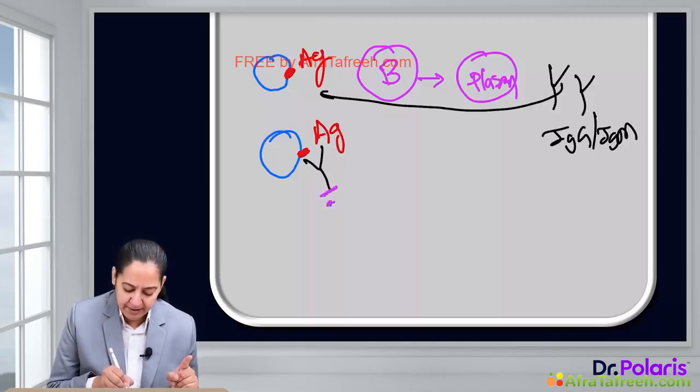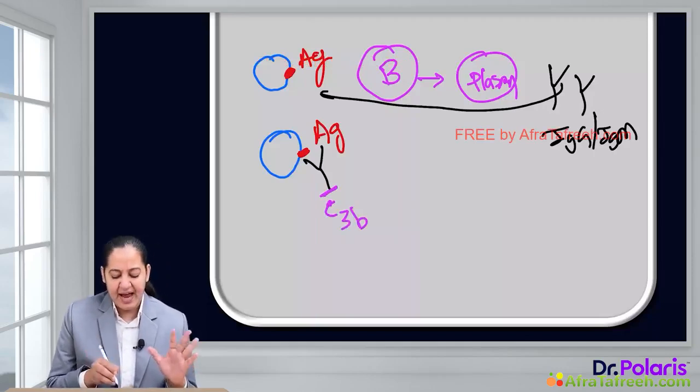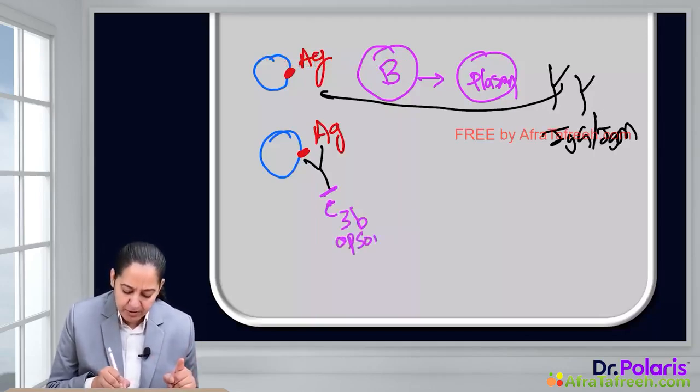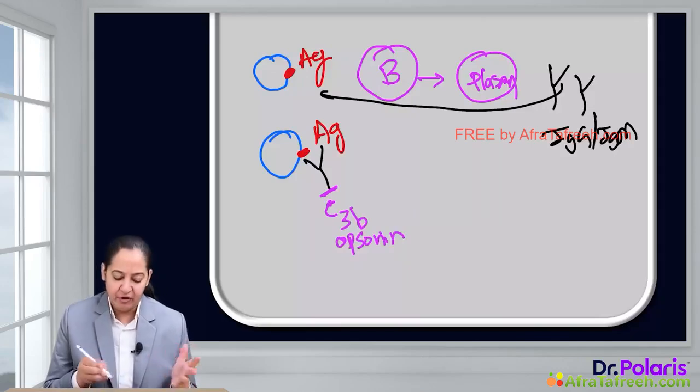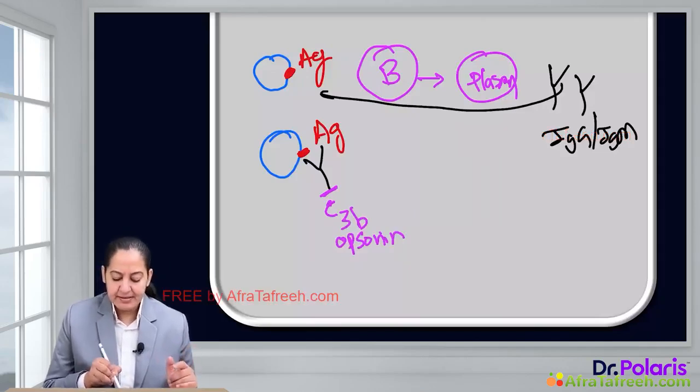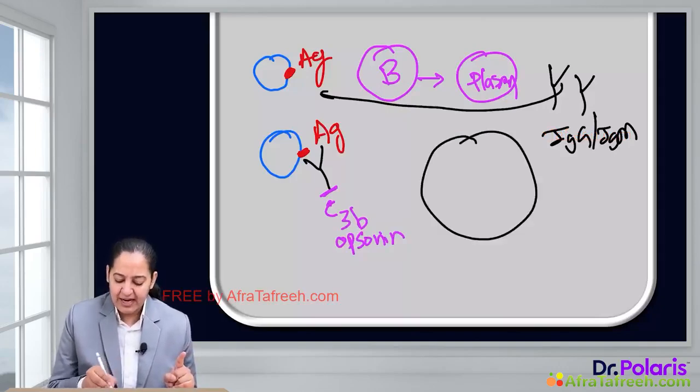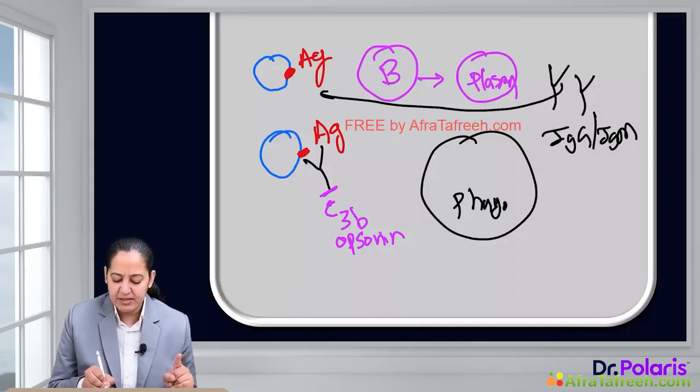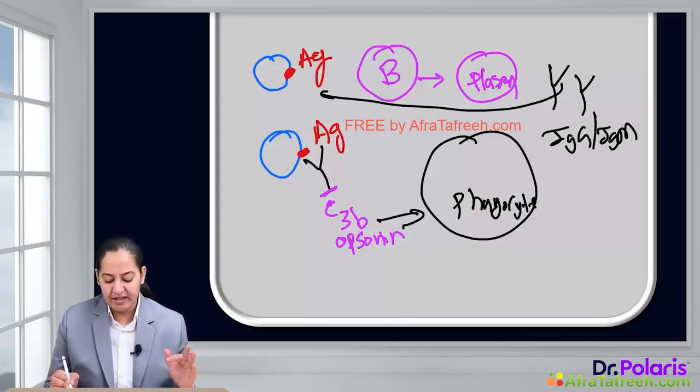The complement is C3b, and it is acting like an opsonin. Opsonin means tagging of the foreign material. Now, since this is acting as an opsonin, the next cell which will come is the phagocyte. This is a phagocyte, because the C3b opsonin is attracting the phagocyte.